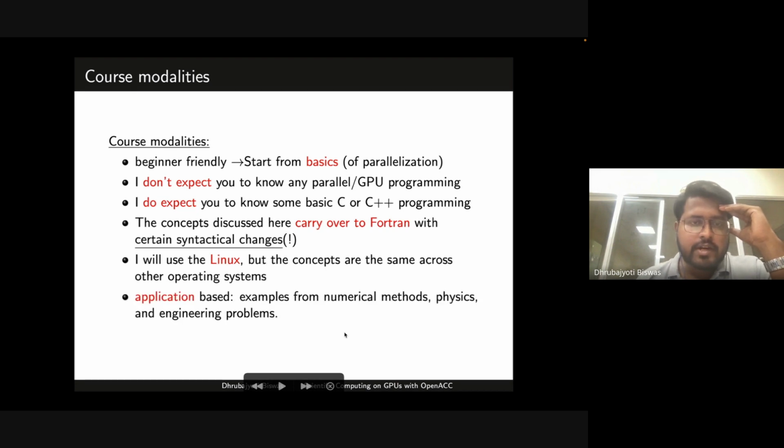And as I mentioned earlier, it will be primarily application based. We will take applications from numerical methods, physics, and engineering problems, so that you get a feel of how you can tackle your own problems in your own research area or work.